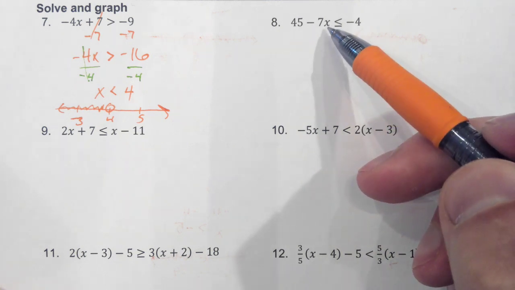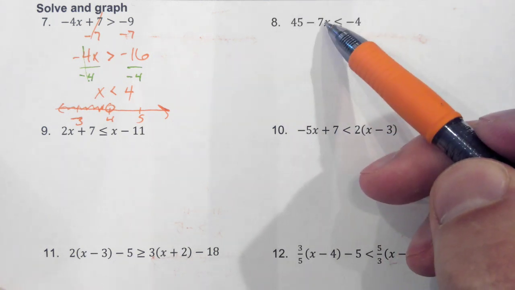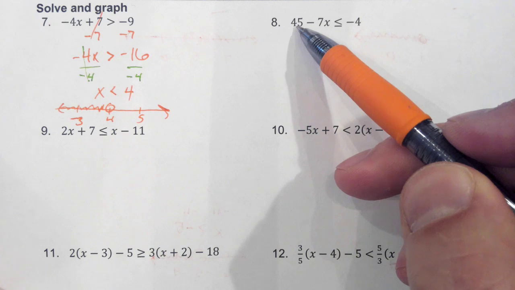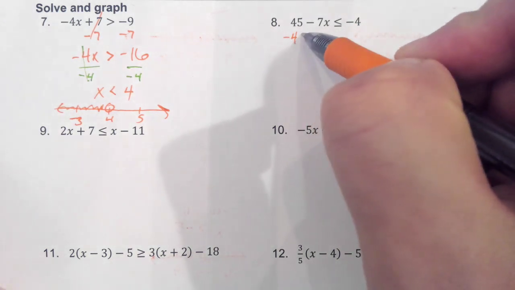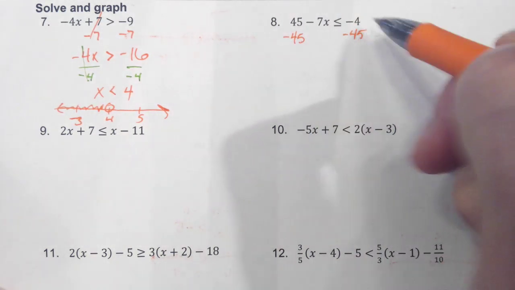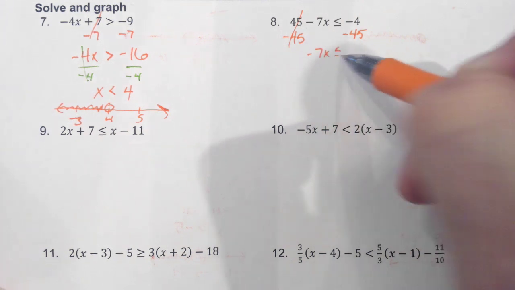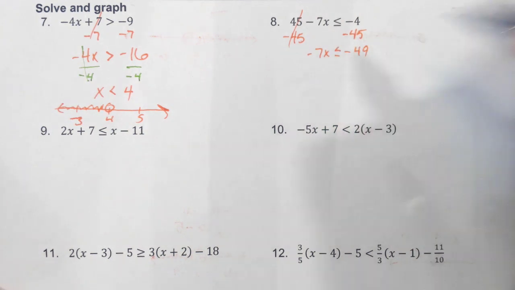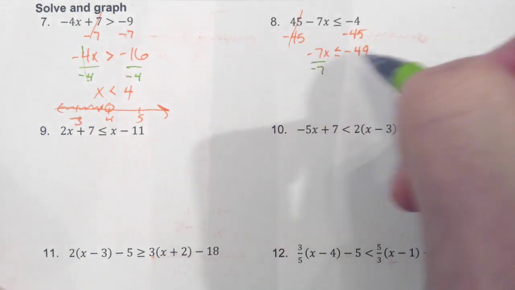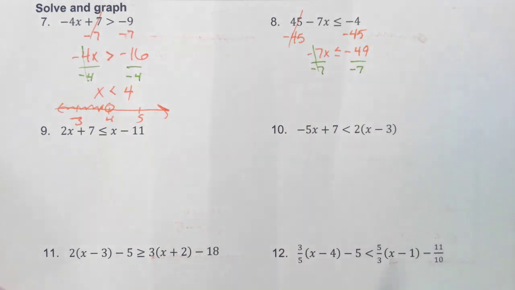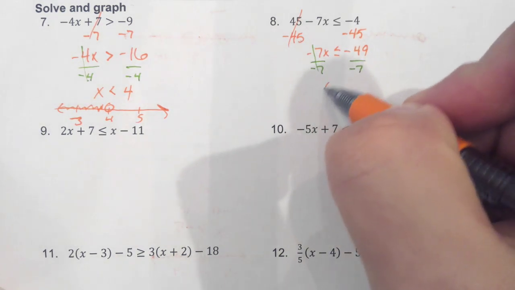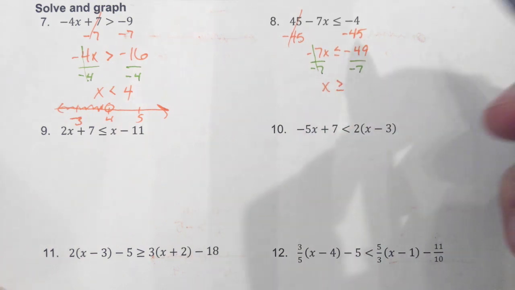Number 8, again, we want to get x by itself, so we're going to move the normal number first. That would be subtracting 45. Negative 7x is less than or equal to negative 49. Again, to get that x by itself, we would divide by that negative 7. I am, once again, dividing by a negative number, so my inequality symbol is going to flip around. It's now going to be greater than or equal to.